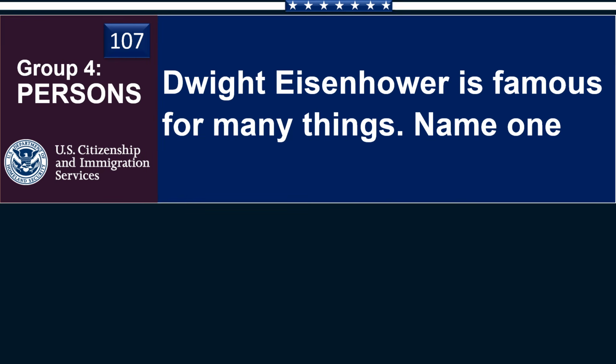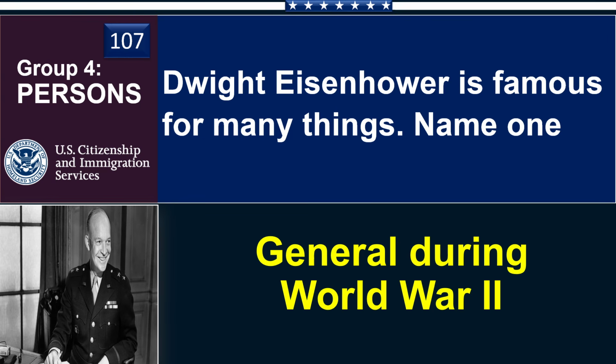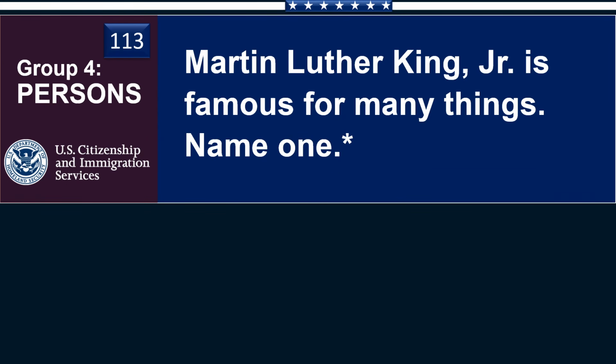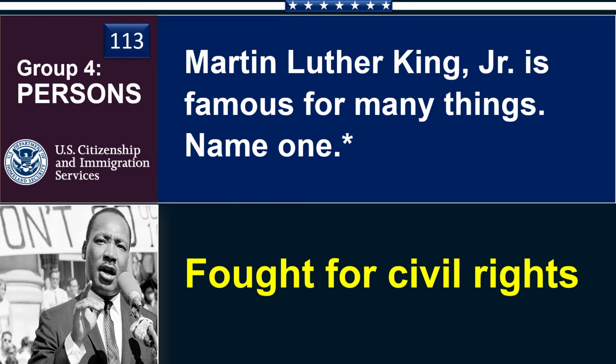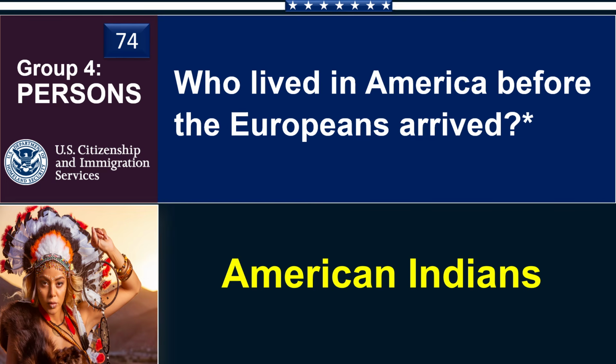Dwight Eisenhower is famous for many things. Name one. General during World War II. Martin Luther King Jr. is famous for many things. Name one. Fought for civil rights. Who lived in America before the Europeans arrived? American Indians.